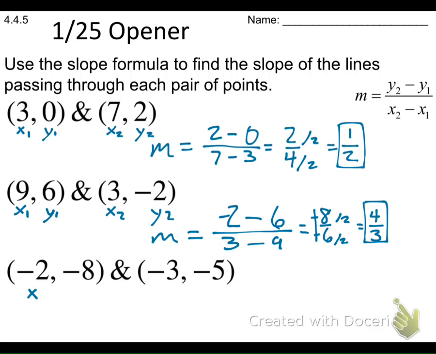So go ahead and label x1, y1, x2, y2. John, can you help me out with this one? -5, parentheses, -8, parentheses. And the bottom? -3 minus parentheses, -2. Okay.